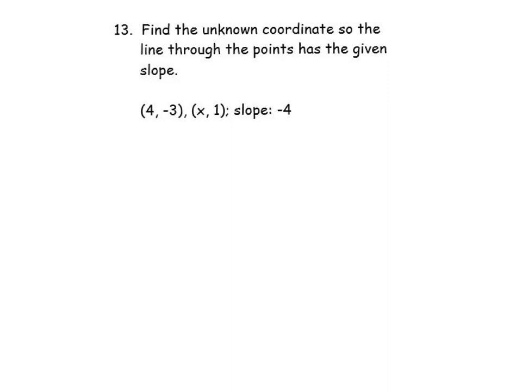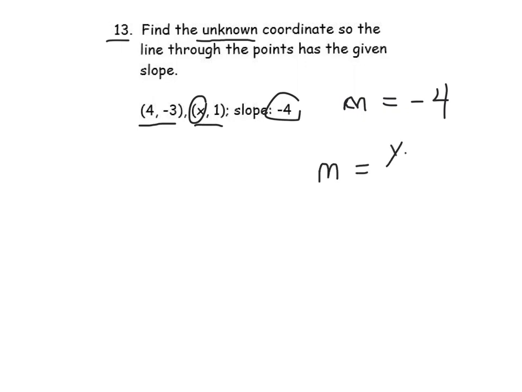For the last problem, number 13, they want to figure out what is the missing coordinate here. So they give us 2 points, but I'm missing my one x coordinate here in this coordinate. So let's think about all the information I am given. I do know what the slope is, so I know my slope is equal to -4. Let's think about what our equation is to calculate slope. In order to get slope, it's going to be y2 minus y1 over x2 minus x1.